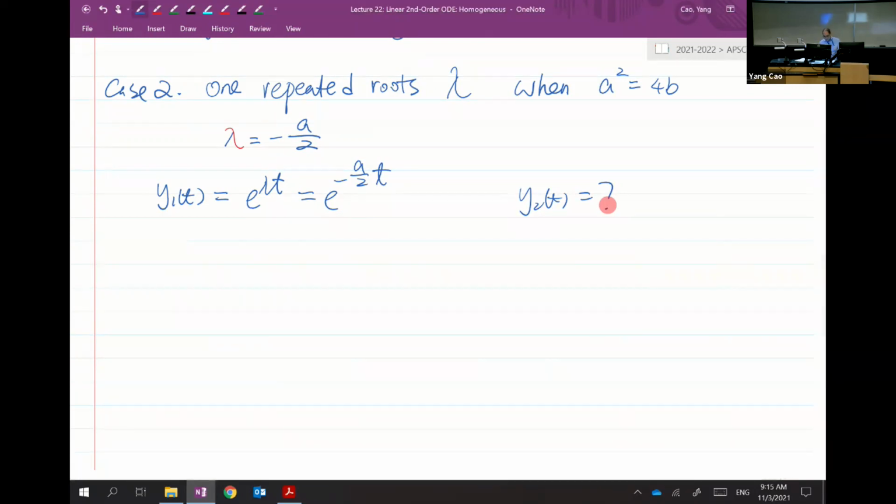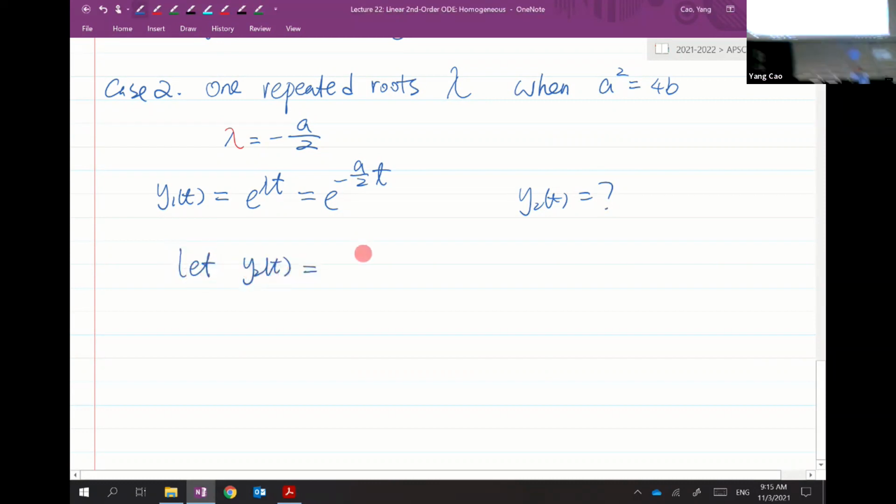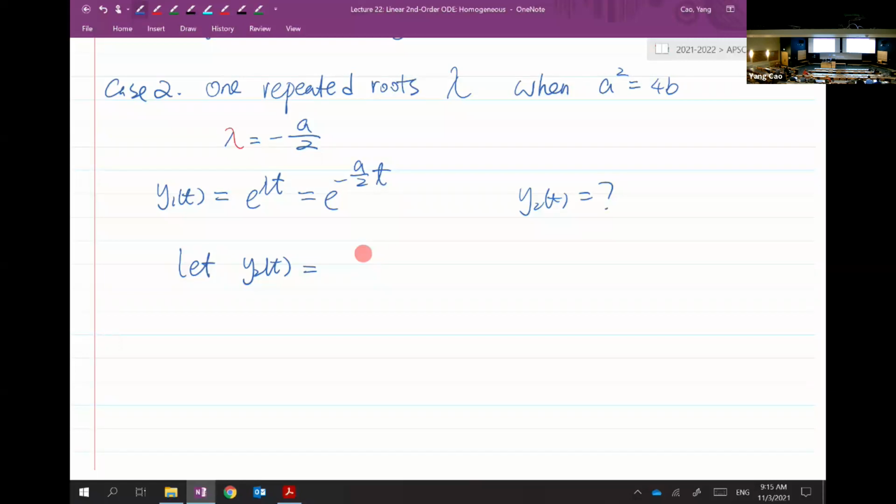So here's a train of thought for how you find the other particular solution. There are different ways of doing it, but this is one of them. So you let this y2 of t be... People would think maybe y2 of t will look like y1 of t, but of course it won't be, it will be different.